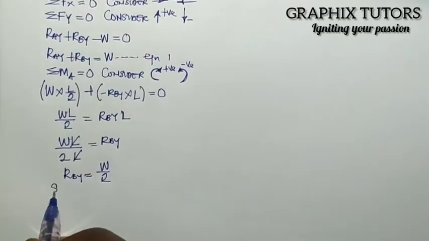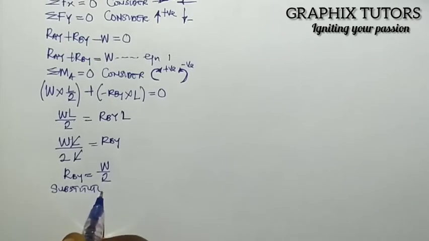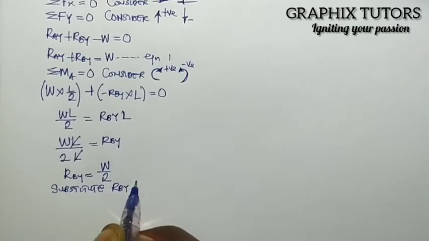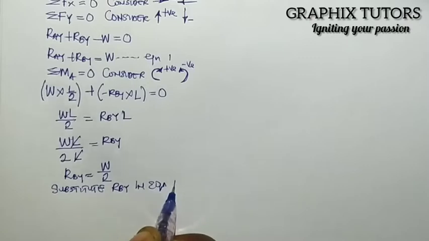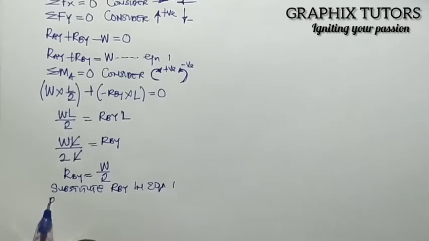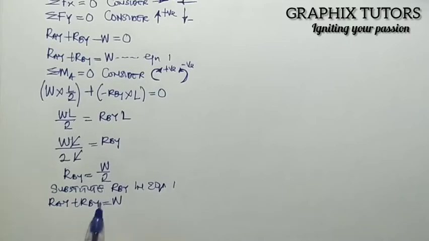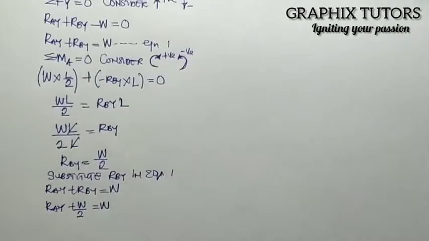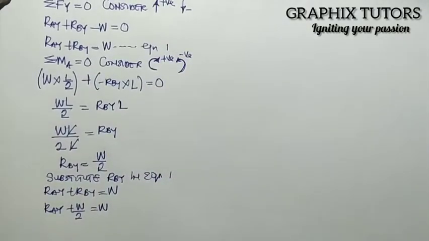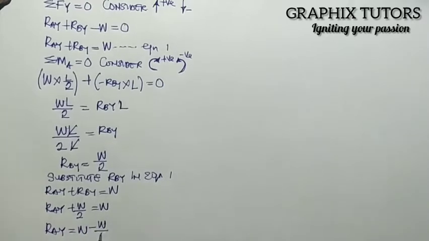So substitute RB in equation 1. My equation 1 is telling me RA plus RB equals W. So the RA plus W over 2, so our RB equals W. So from here we'll be having RA equals W minus W over 2.